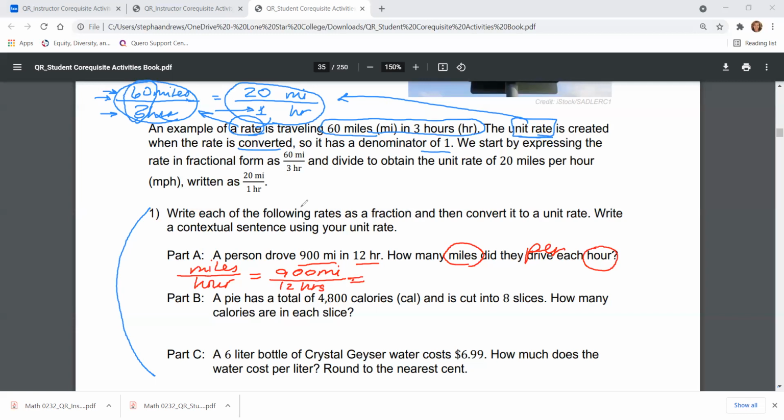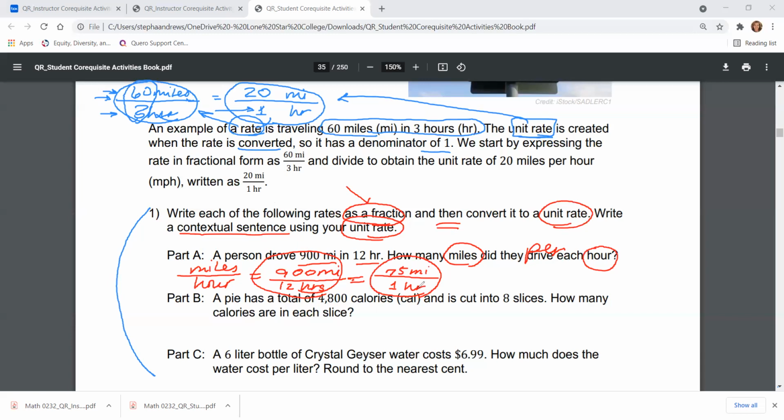And so they want us to write each of the following as a fraction and then convert it to a unit rate. Always go back and read your directions and then write a contextual sentence using the unit rate. So I have a fraction, check, I did the first part. So for the unit rate, I either need to do some mental math or I'm going to grab my calculator, start top to bottom and do 900 divided by 12 and I get 75. I need to make sure I have good units, good numbers, and that's over 1 hour, 75 miles per hour.